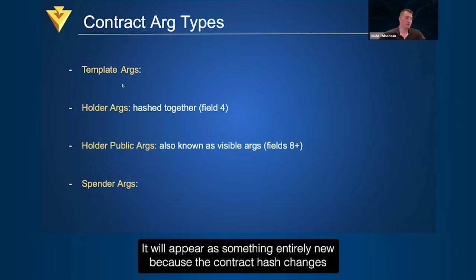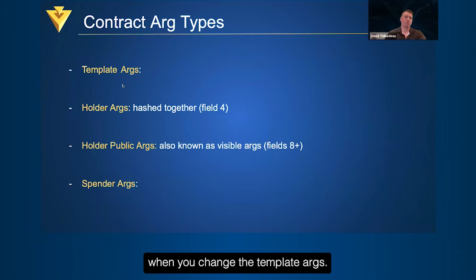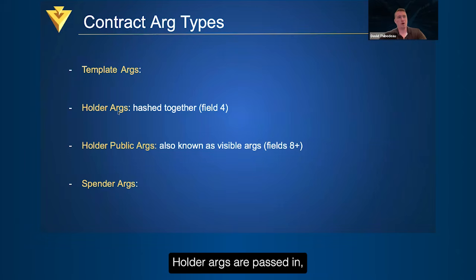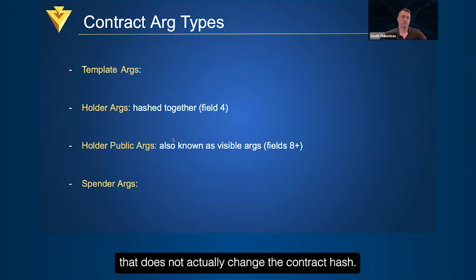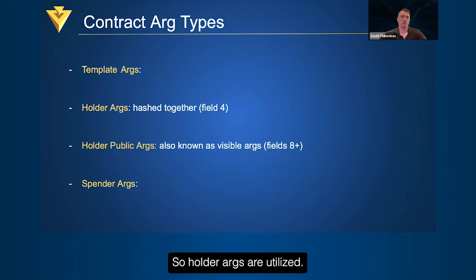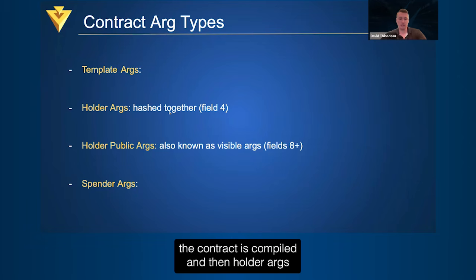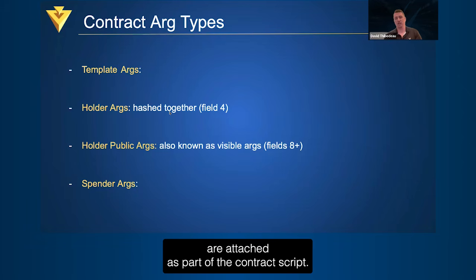It will appear as something entirely new because the contract hash changes when you change the template args. Holder args are passed in a different way that does not actually change the contract hash. So holder args are utilized. They're not done at compile time. The contract is compiled, and then holder args are attached as part of the contract script.